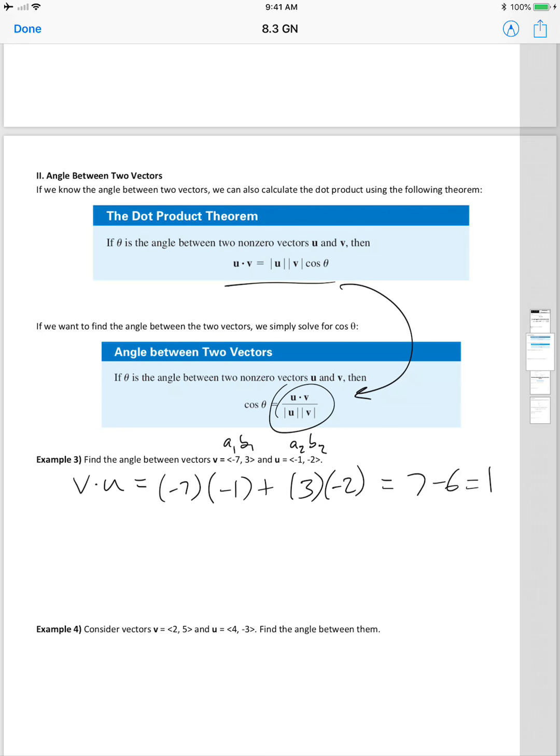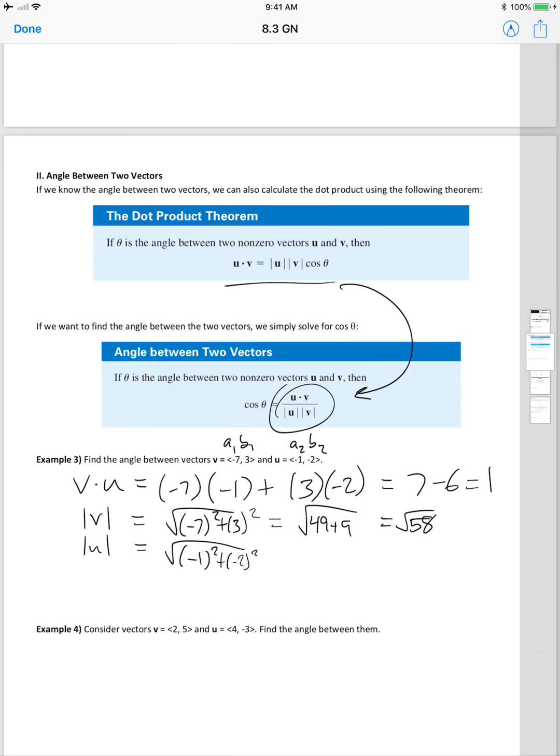And then we need the magnitude of v, which is going to be the square root of negative 7 squared plus 3 squared, the square root of 49 plus 9, or the square root of 58. And then we need the magnitude of u, the square root of negative 1 squared plus negative 2 squared, which is the square root of 1 plus 4, which is the square root of 5.